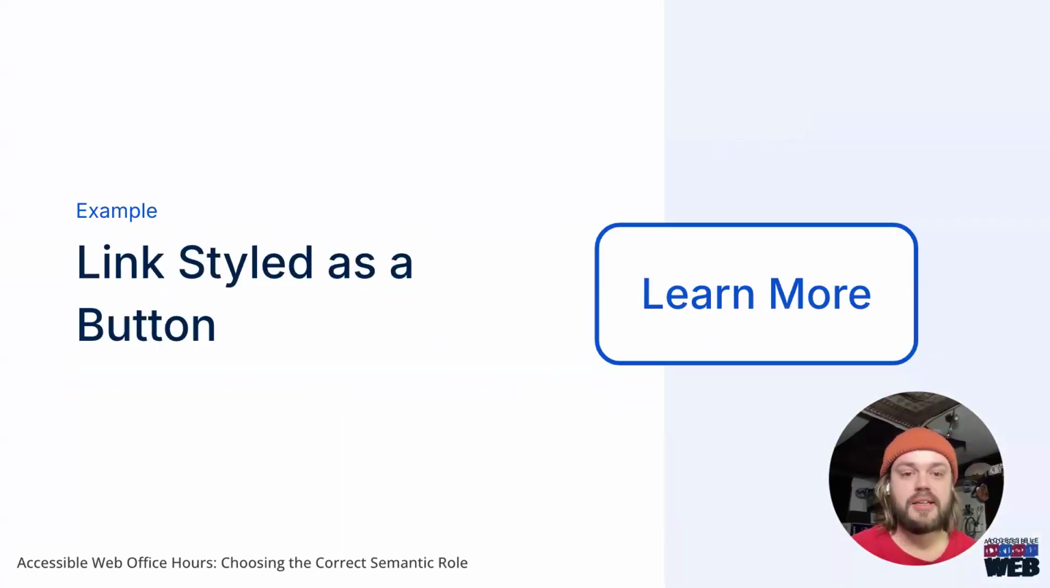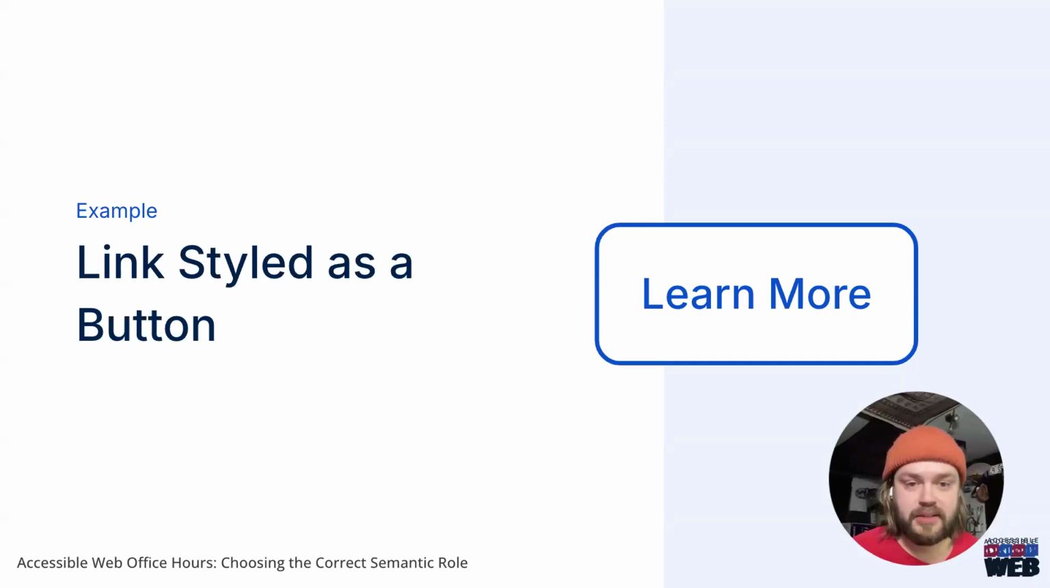Let's take a look at a common scenario where a link is visually styled as a button, but still functions as a link. A link's primary purpose is navigation, taking users to another page, section, or resource. For instance, a Learn More link that takes users to a detailed page should always use the a tag or the link tag with an href attribute, even if it's styled to look like a button.